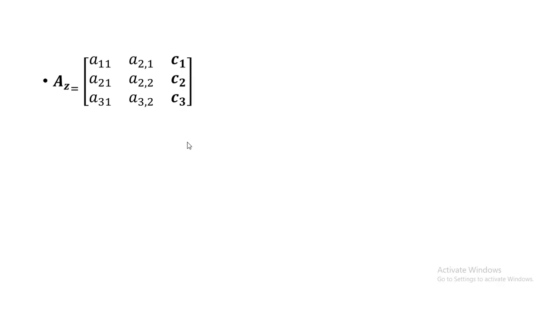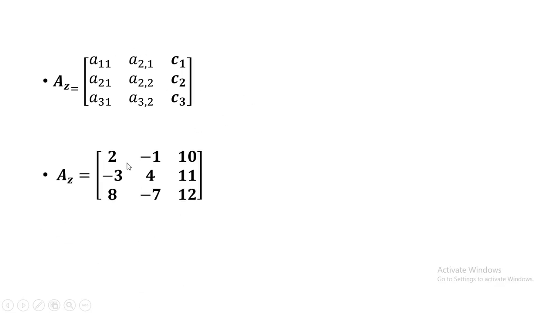Now for A z, the third column is substituted by the constants, and the first two columns remain as they are, like this. Earlier 10, 11, 12 were written in the first column, then in the second column, and finally for z, they will be written in the third column. I've already calculated its determinant and it equals 16.